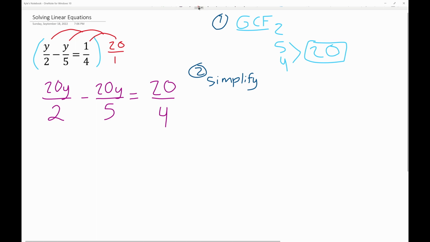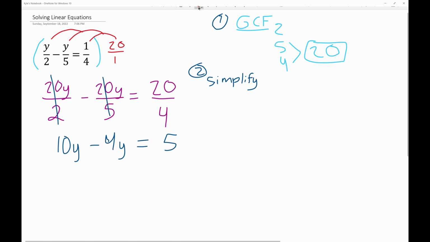So we got 20 divided by 2. That's going to be 10y minus 20 divided by 5. That's going to be 4y. 20 divided by 4 is 5.